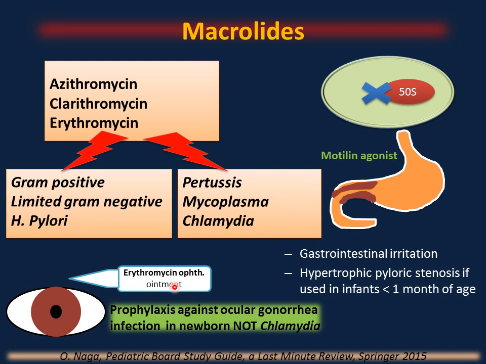Topical ointment we use in newborns: this erythromycin ophthalmic ointment is an excellent drug to protect against gonococcal ophthalmia, but does not protect against chlamydia. So when we use it, we are protecting against ocular gonorrhea, not ocular chlamydia. There is no medication that exists for prophylaxis against ocular chlamydia.